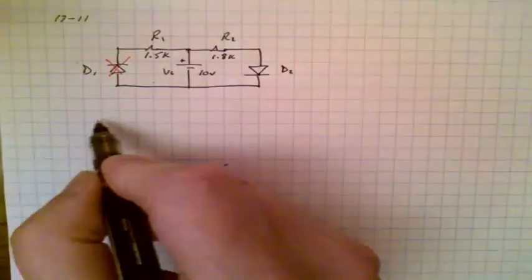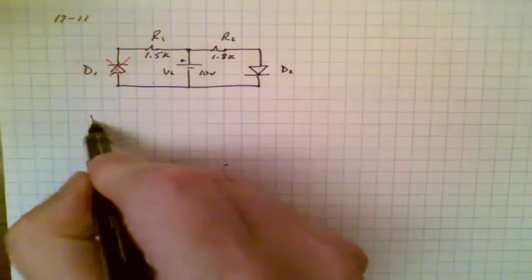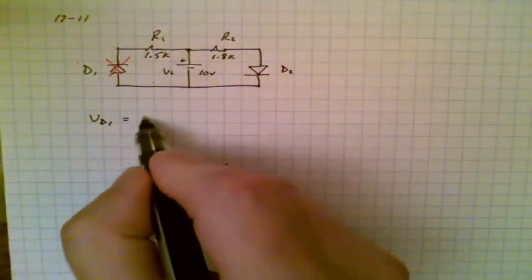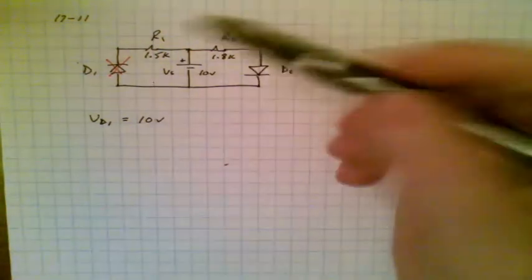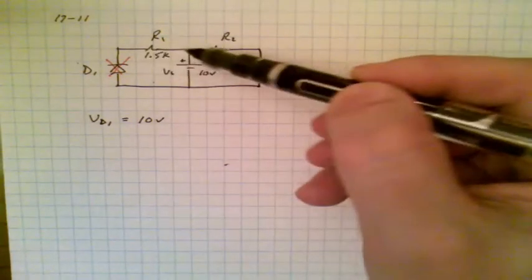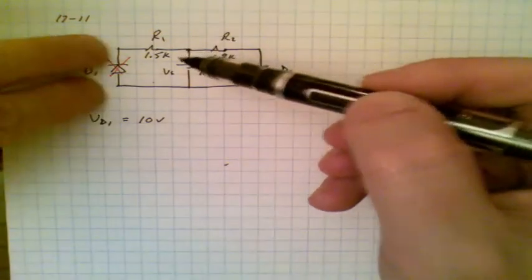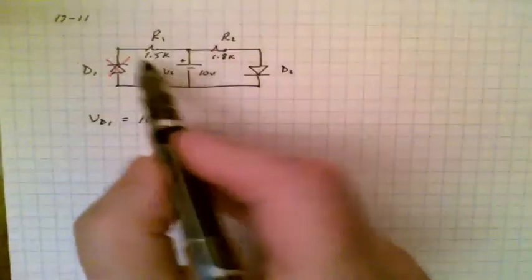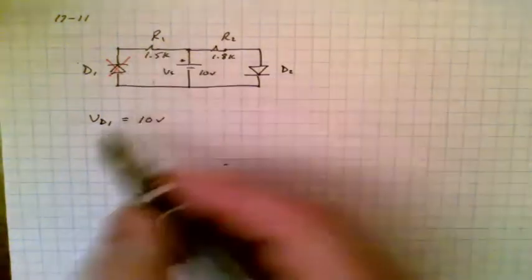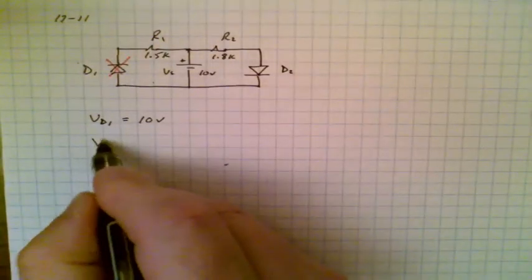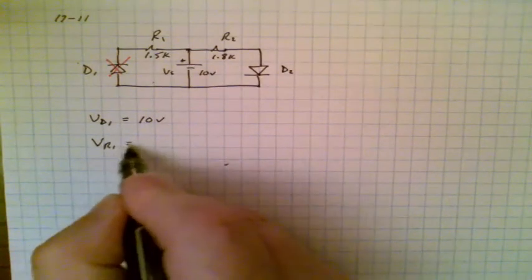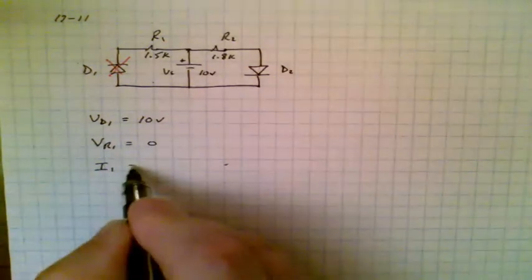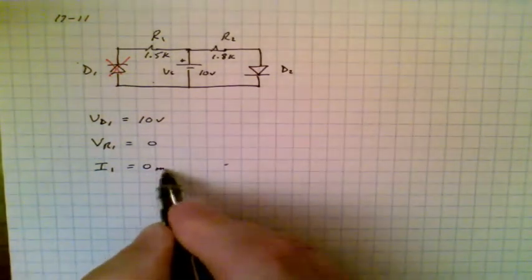For example, we start off by saying the voltage across diode 1 is equal to 10 volts. And the reason for that is because since there's no current flowing in this loop, if we had a voltmeter at this point, it would simply measure the potential across the source. And since the diode is reverse biased, there's no current in R1, and so we can safely say that the voltage across R1 is equal to 0, and as already mentioned, the current in loop 1 is equal to 0 milliamps.